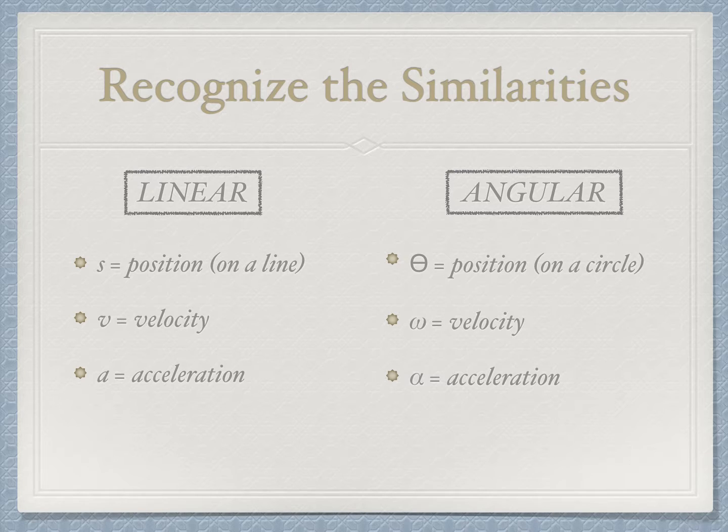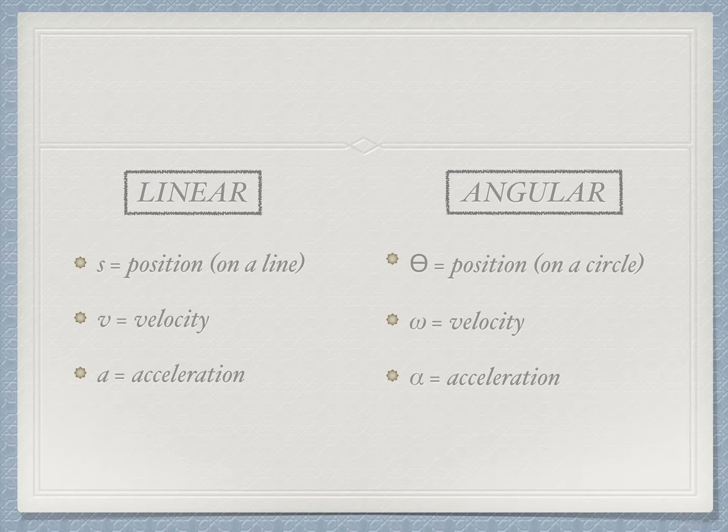S, sometimes they use X, represents the position on a line, whereas theta represents the position on a circle. V represents velocity if you're traveling in a straight line, whereas omega represents the velocity if you are traveling in a circle or a spiral. A represents the acceleration traveling in a line. Gravity travels straight down towards the center of the Earth, whereas alpha is the acceleration traveling in a circle.